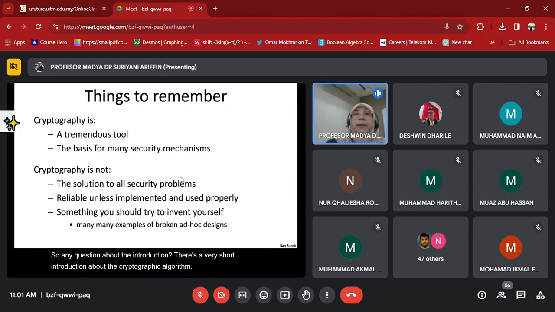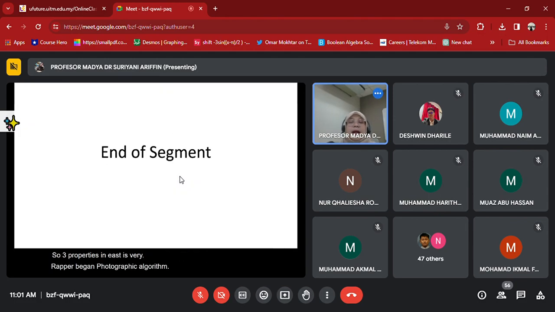So remember, if you register for computer security, you can learn about the CIA. C is for confidentiality, I for integrity, A for authentication. So these three properties are very closely related to cryptographic algorithms. It still maintains the CIA properties. Okay.